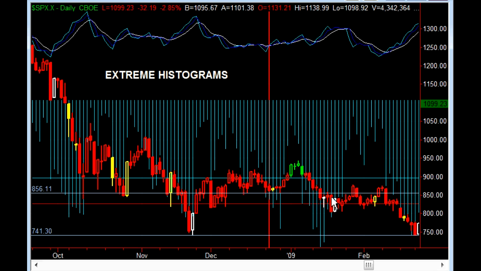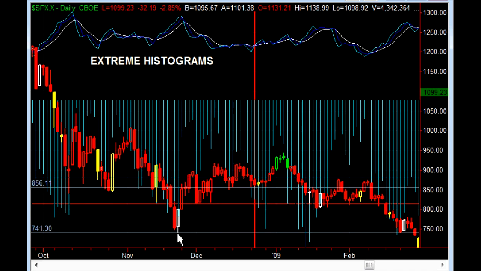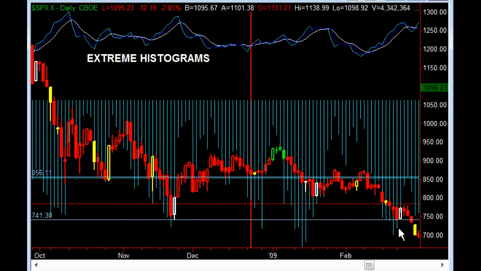Particularly with these MBIs right here, we knew that the success rate on a long run was going to be low because we had to retest these low areas prior to doing so. And in fact, we knew that on a break of those lows, we were likely to head down even further to our previous low. But then we make those lows on, you guessed it, even lower histograms.